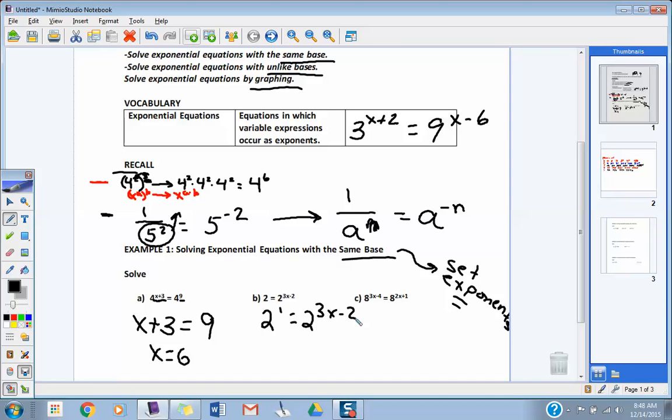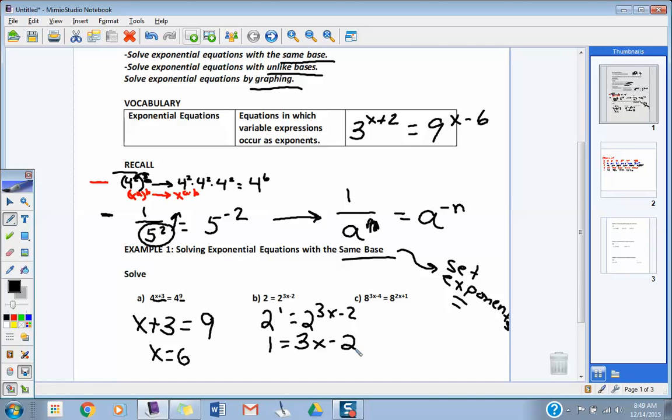Yeah. So, my question to you then is this. Are your bases the same? What are the bases in both the left and right expression then? 2. So what are you going to do with the exponents? Set exponents equal. So I'm going to set 1 equal to what expression, guys? 3x minus 2. Okay, so help me two-step my way through this.